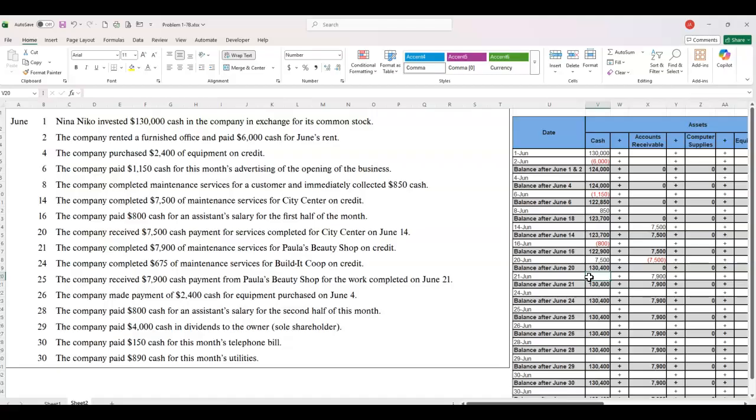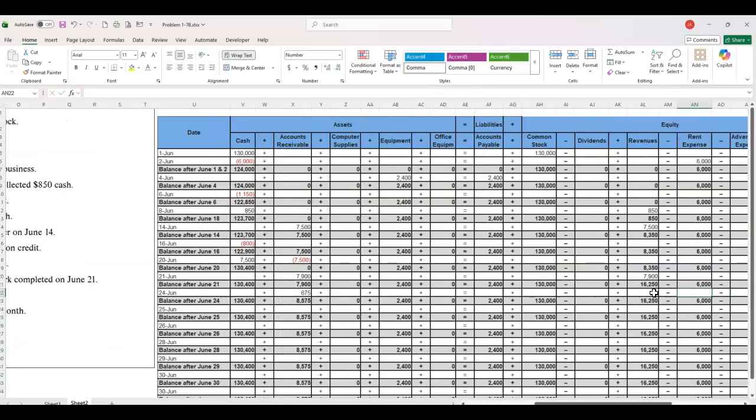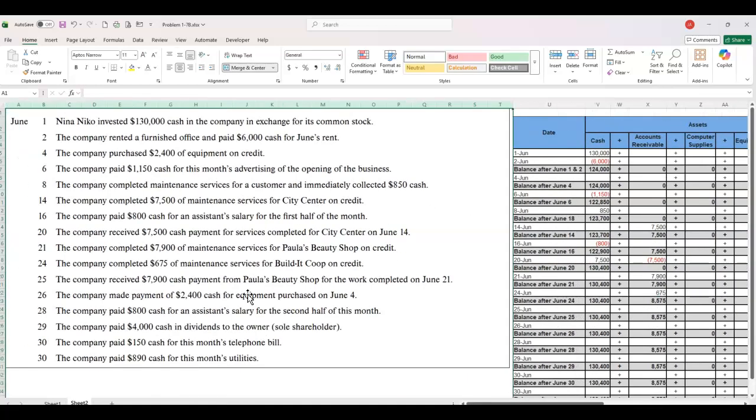On the 24th, we completed $675 worth of maintenance services on credit. Again, same entry, $675 in accounts receivable, $675 in revenues. Same entry we made a minute ago.